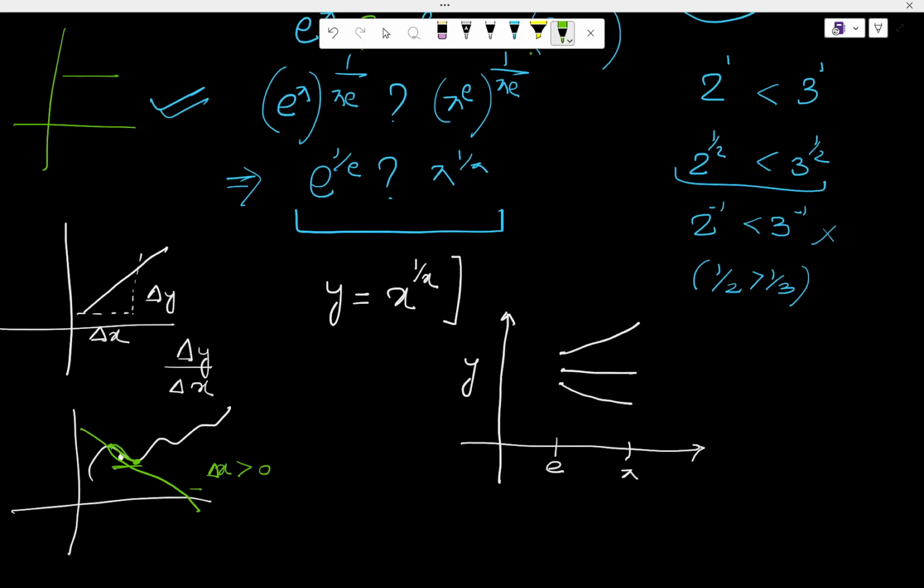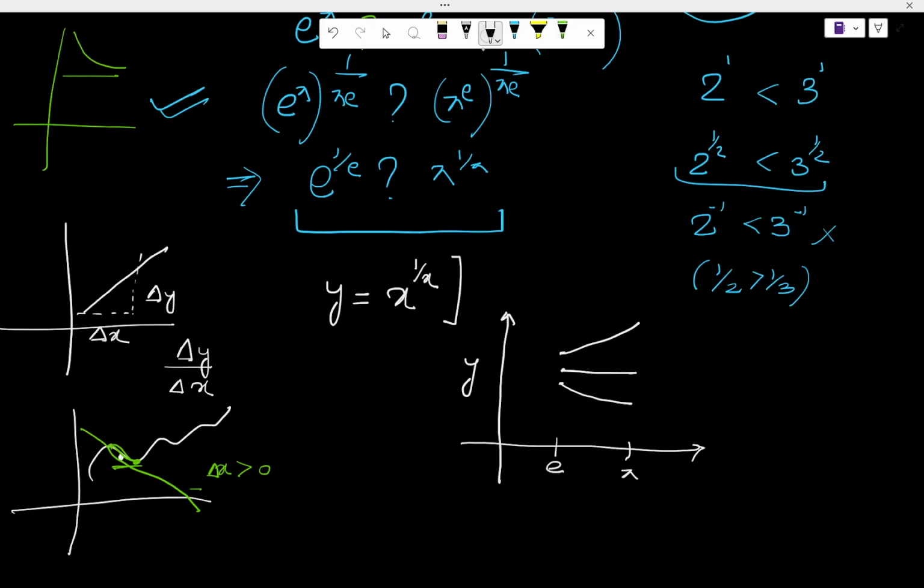If I have a constant function, del y is 0, hence the derivative is 0. If a function is decreasing, then del y is negative, del x is positive, hence the derivative is negative. And if a function is increasing, both del y and del x are positive, hence we end up with a positive derivative. Keeping this in mind, which is a really fundamental concept in mathematics, we can solve this problem.